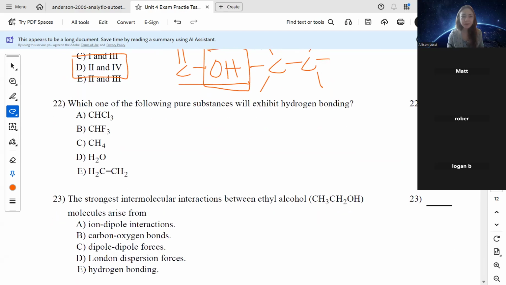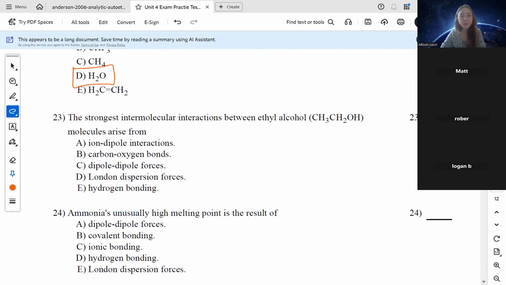All right. Hydrogen bonding. I'm looking for anything with an OH bond. So I instantly see water here. I know water and ammonia are very common when we talk about hydrogen bonding.